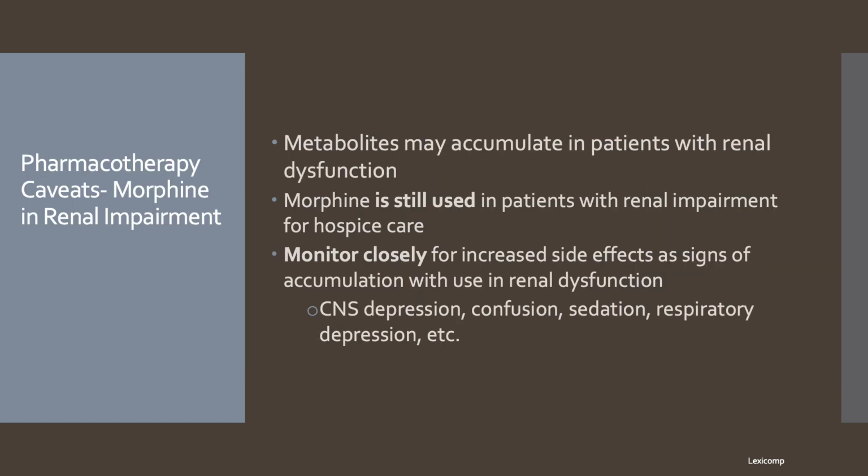Given morphine is our preferred as-needed opioid for pain management, I wanted to just mention a few caveats on morphine in renal impairment. Metabolites may accumulate in patients with renal dysfunction. However, morphine is still used in patients with renal impairment for hospice care. We should just always monitor closely for increased side effects as signs of accumulation with use of morphine in renal dysfunction. Some of those signs are CNS depression, that's excess confusion, sedation, respiratory depression, things like that.